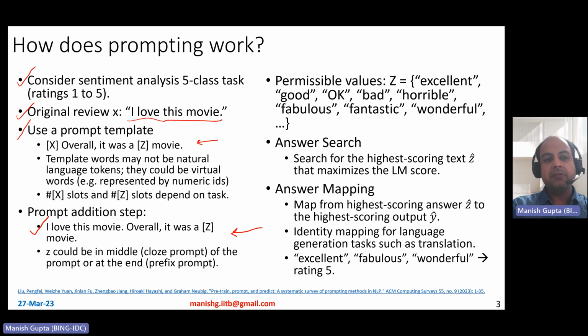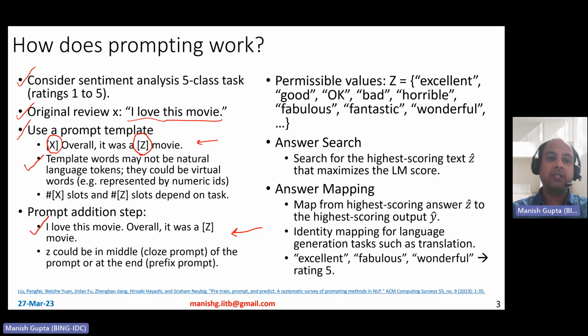Now notice that the template words may not be natural language tokens only, like overall, was, movie, and so on. They could actually be virtual words also, represented by some numeric IDs and embeddings and so on. In fact, in this prompt template, there is only one X and only one Z. Well, you could have a different number of X and different number of Z slots depending on the task.